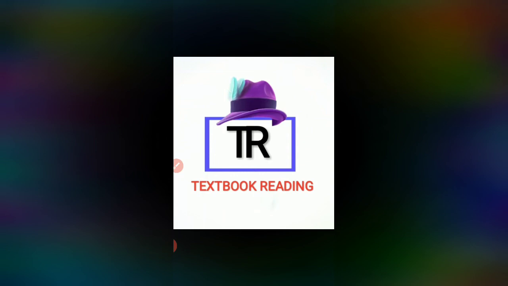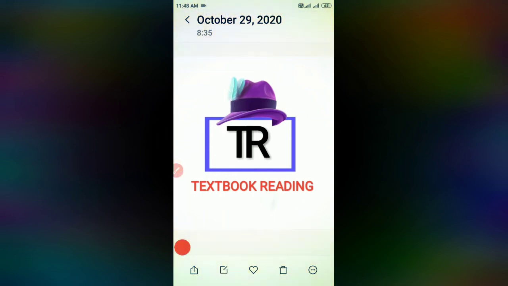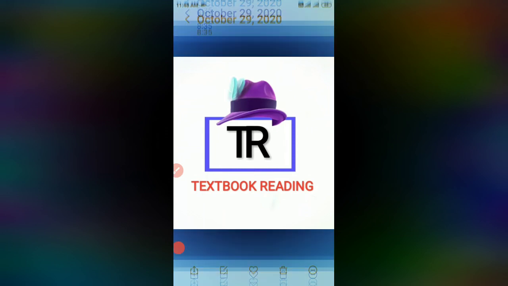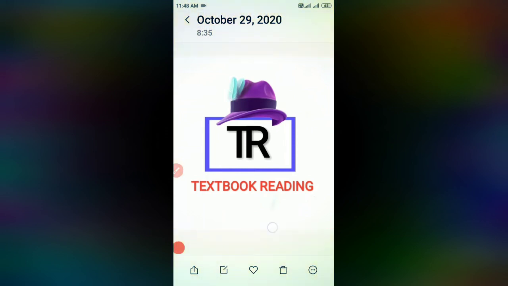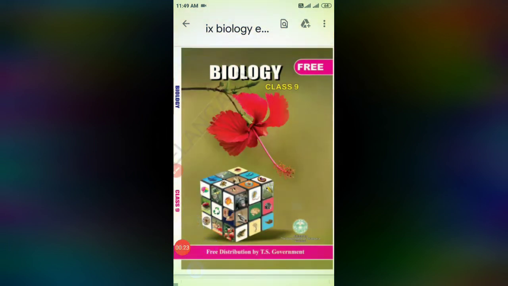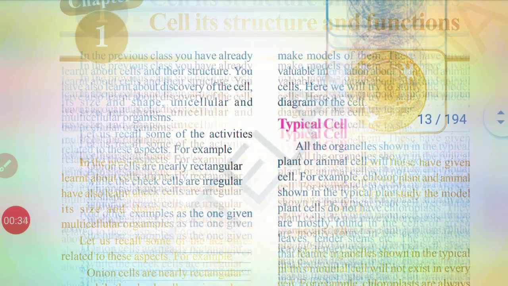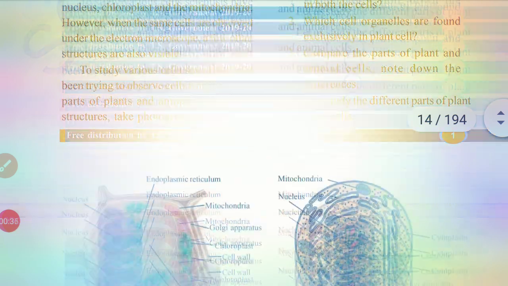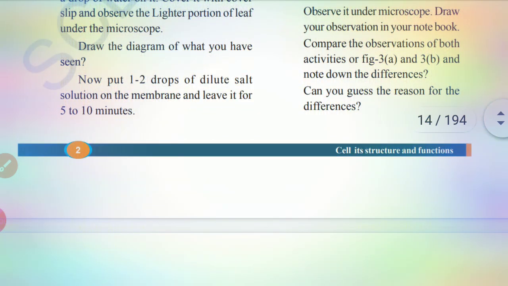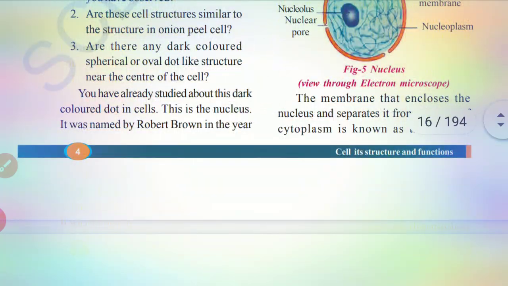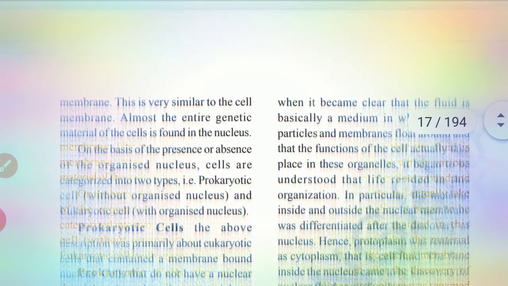Today's video is the continuation of part 1 and part 2 of Chapter 1, Cell Structure and Functions. So let's get our biology textbook. And here is our biology textbook. Let's open to chapter 1. In part 1, we read page number 1 and page number 2. In part 2, we read page number 3 and page number 4. Now, let's read page number 5, that is the continuation part.